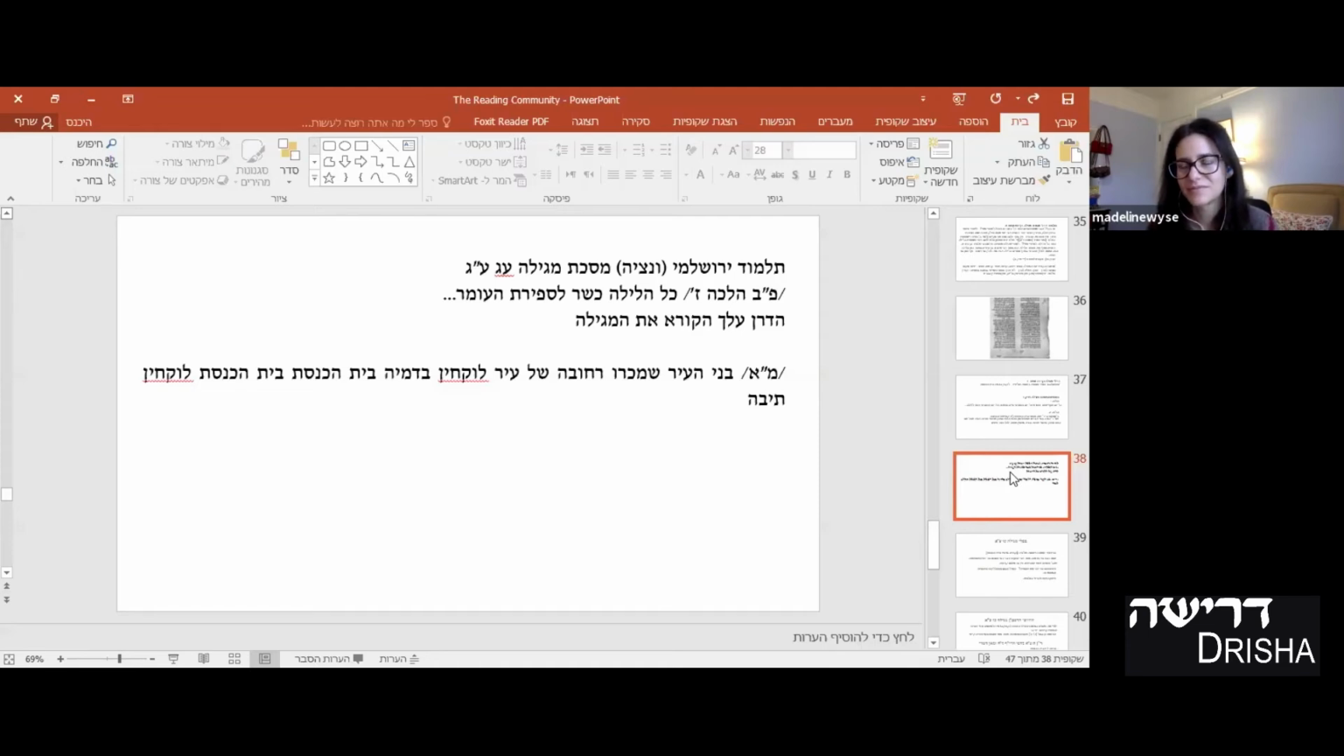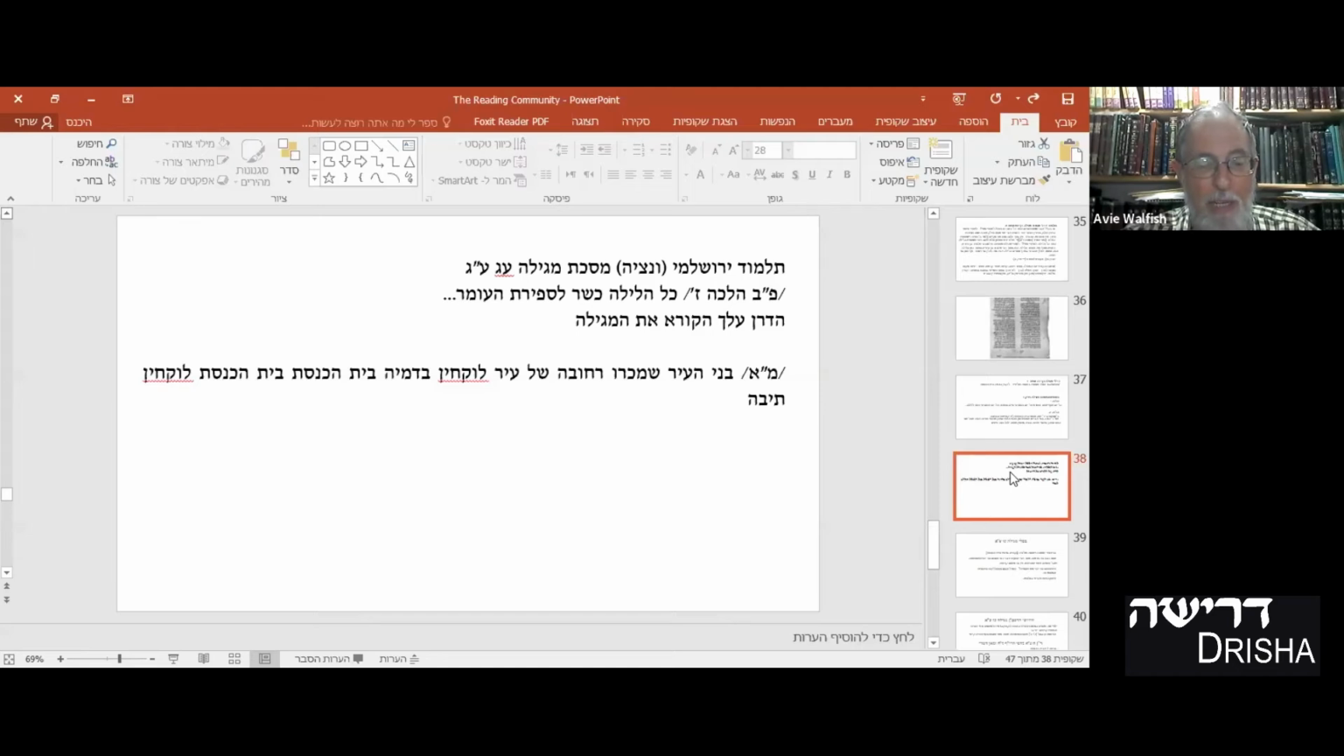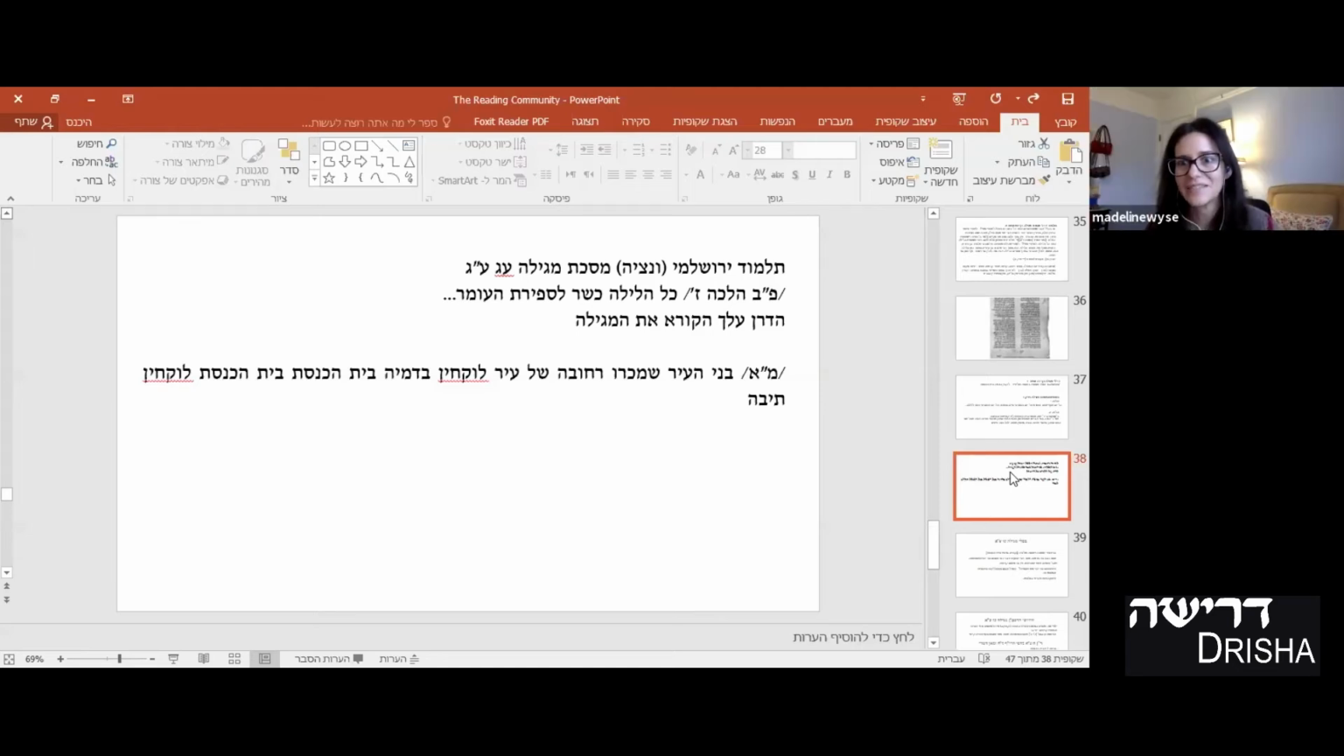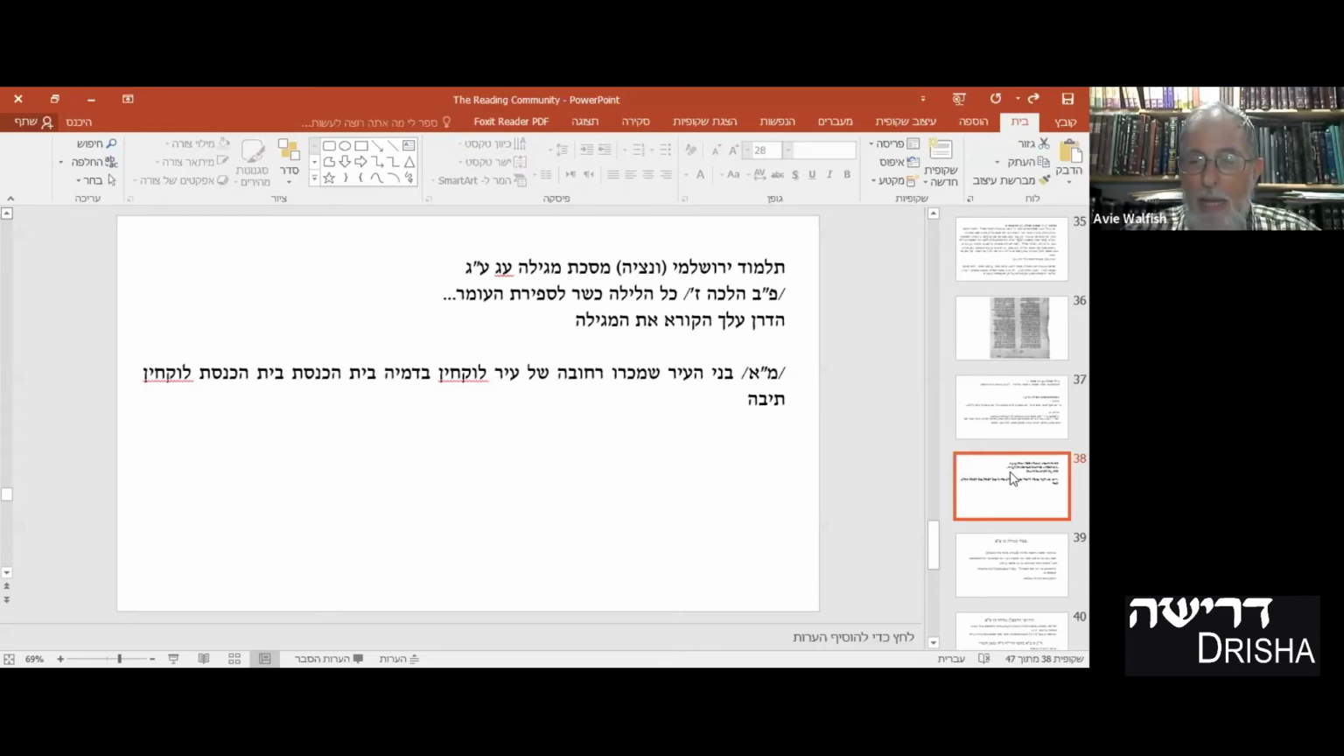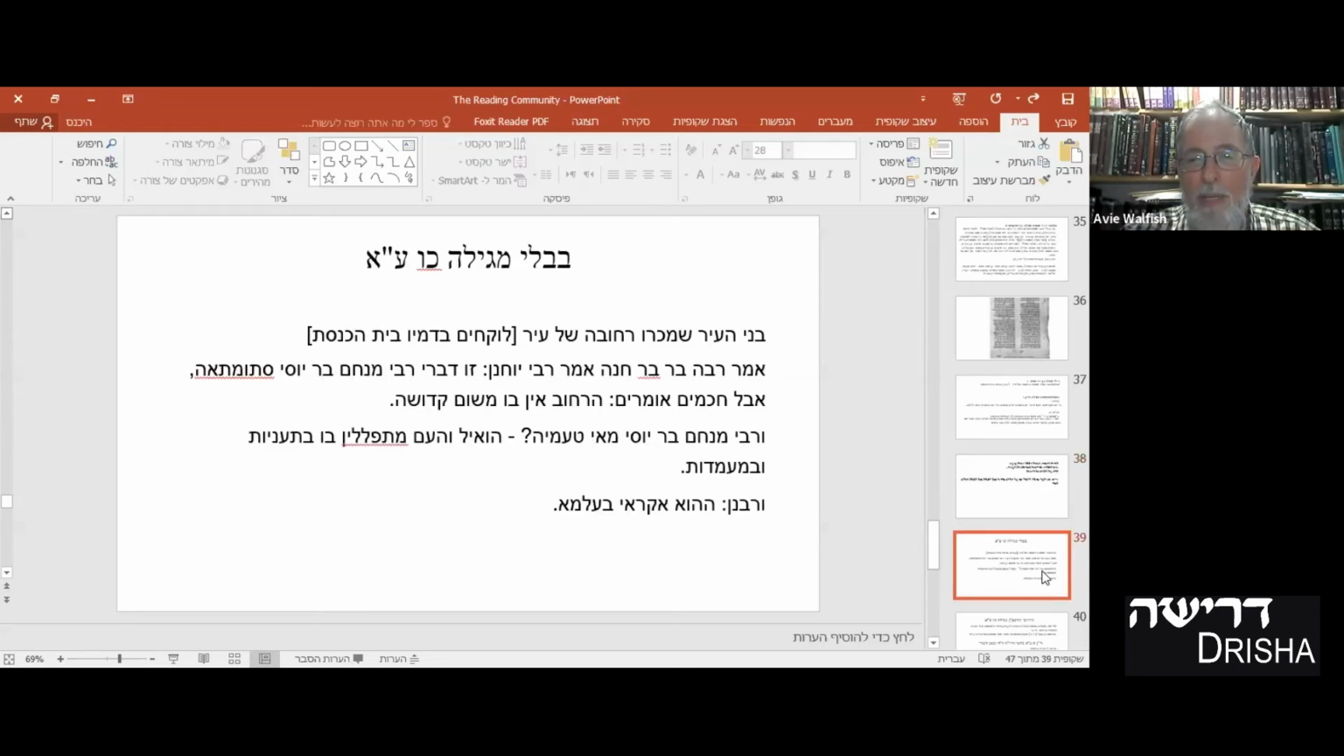Does that mean that the town square has sanctity? It seems to definitely mean that. That's what it sounds like. So let's move down. The Talmud actually discusses this point. Amar Rabba bar bar Chana, Amar Rabbi Yochanan, Zo divrei Rabbi Menachem bar Yossi stum ta'ah. Stum ta'ah means a stam Mishnah, an anonymous Mishnah. This Mishnah was stated anonymously in accordance with the opinion of Rabbi Menachem bar Yossi.